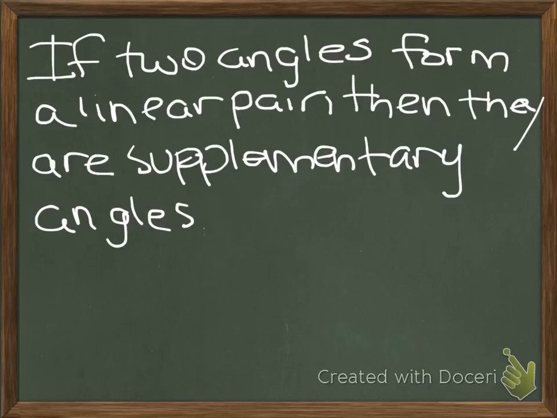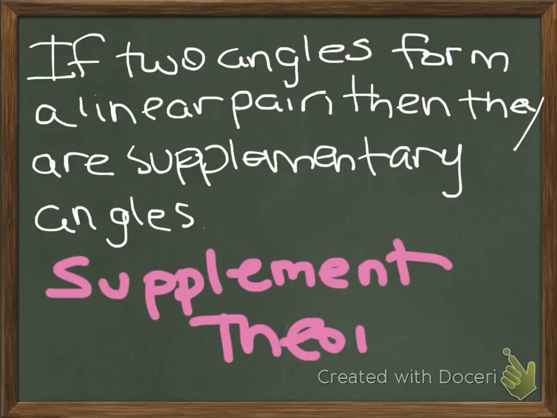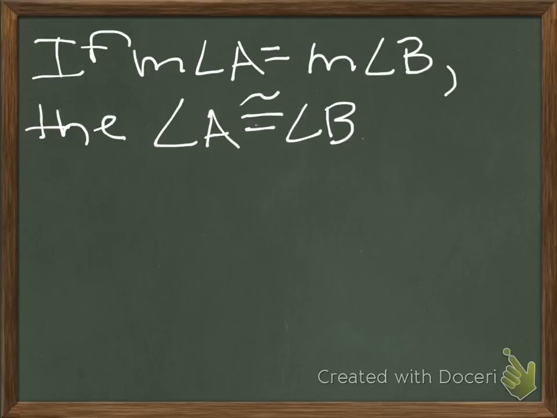If two angles form a linear pair, then they are supplementary angles. We need to think about what the property is for this, and that is the supplement theorem. And then we have the measure of angle A equals the measure of angle B, so angle A is congruent to angle B. That's just the definition of congruent angles.